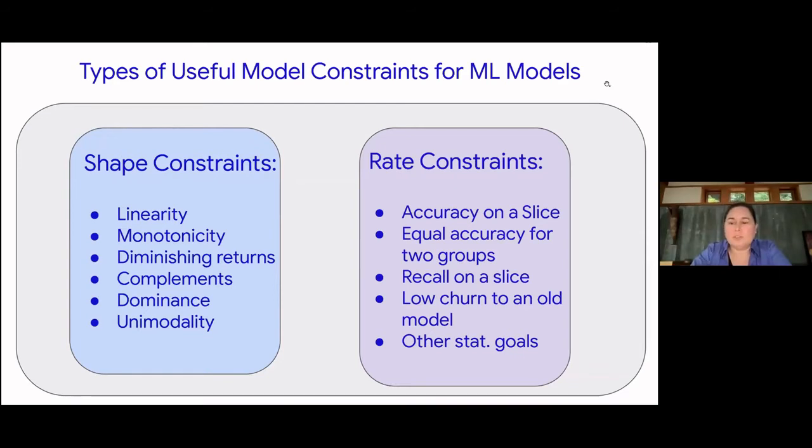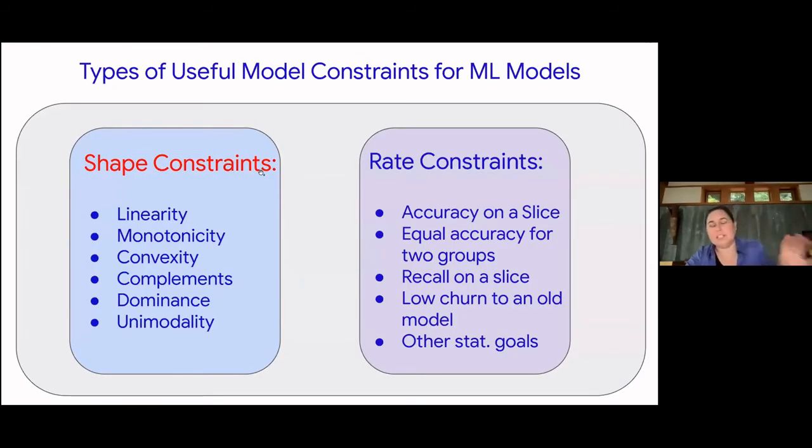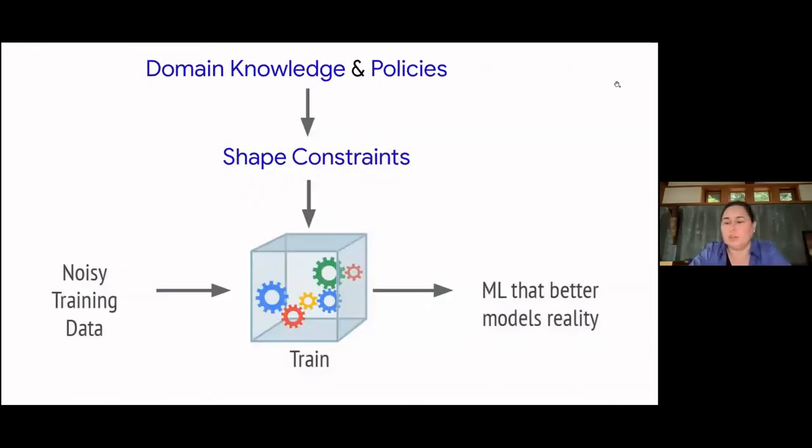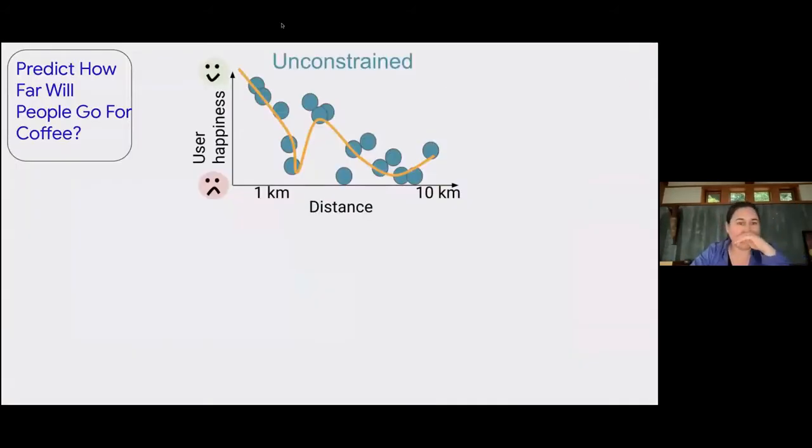So first, we'll dive into a bit more detail on shape constraints, a few more examples, and then we'll switch over. Okay, so just going to talk about domain knowledge and policies, and talk about some more examples of the kind of domain knowledge and policies that you can impose via shape constraints on the model.